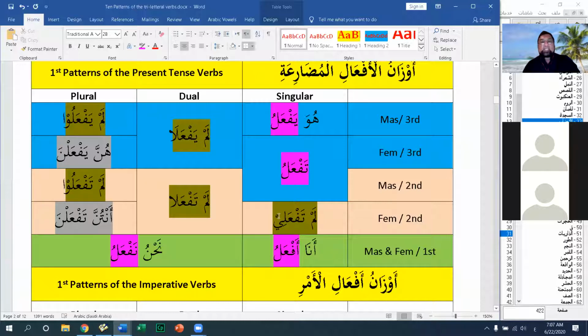These are the ones highlighted in maroon. Yaf'alu, taf'alu, af'alu, naf'alu. And the other 5, or the remaining 5, we should say, that end with noon, become mansub and majzoom bihadfin noon. That's how you do i'rab of the present tense verbs.